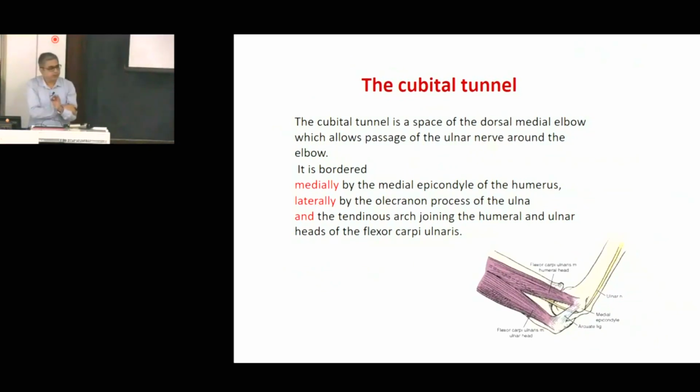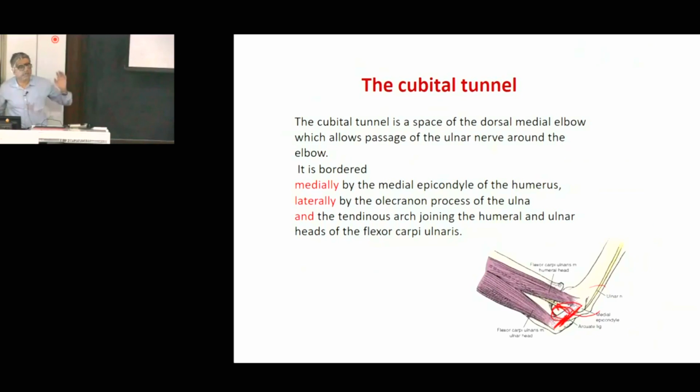Medially, it is bounded by the medial epicondyle, laterally by the olecranon process, and between these two heads of the flexor carpi ulnaris there is a ligament, the tendinous arch. Below this tendinous arch the ulnar nerve crosses, so with the tightening of this, malunion or malformation may lead to compression of the ulnar nerve in this region, the cubital tunnel.